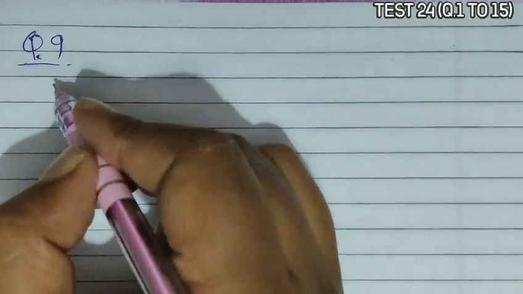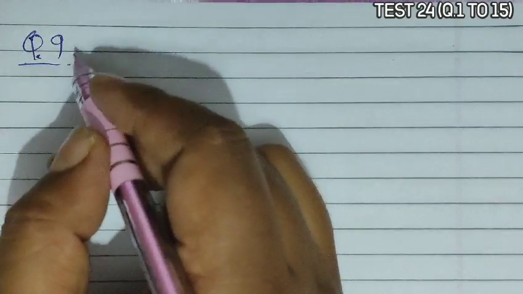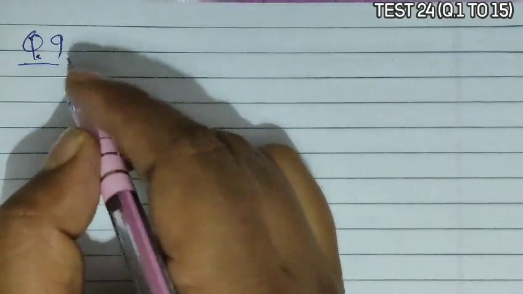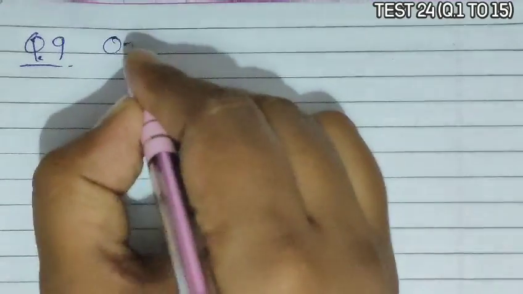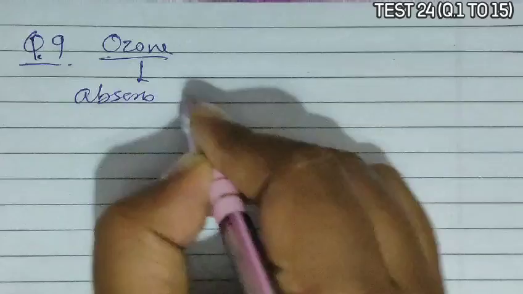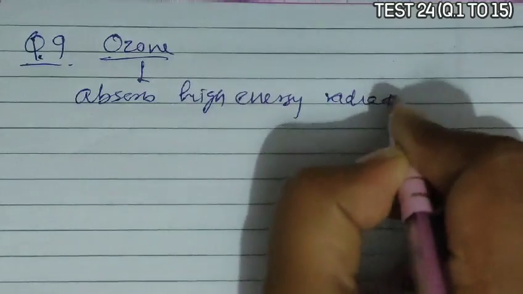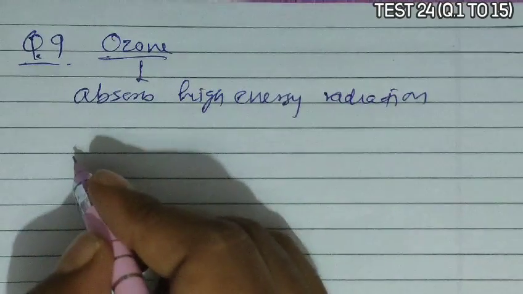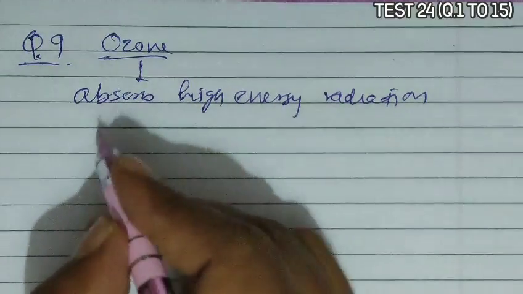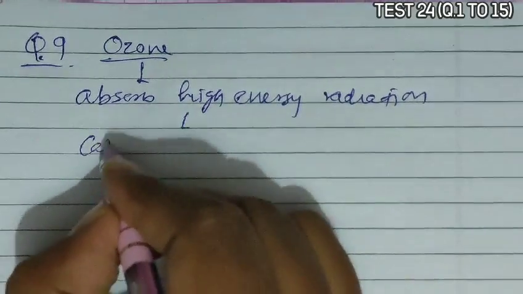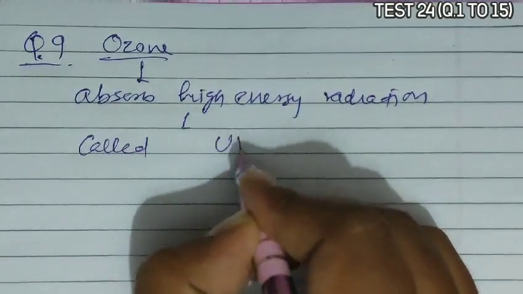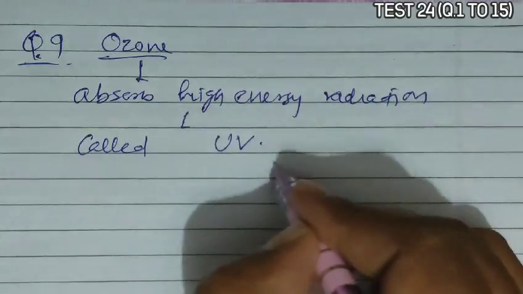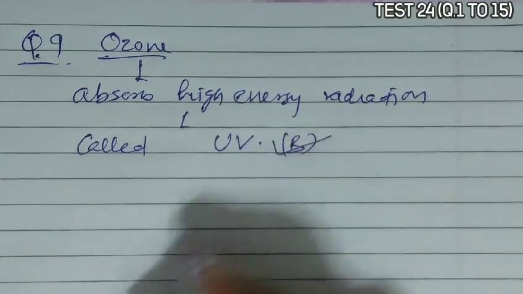Question 9. Question 9 asks that ozone saves the biosphere by absorbing a high energy radiation called. So ozone absorbs high energy radiation called ultraviolet. So option B is correct answer.